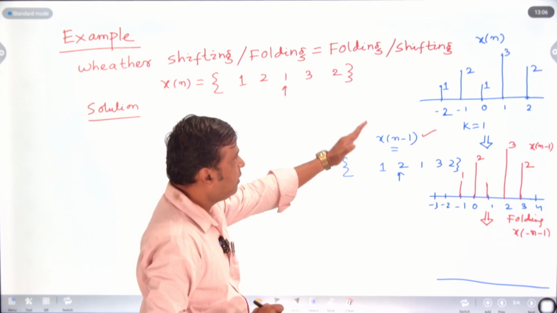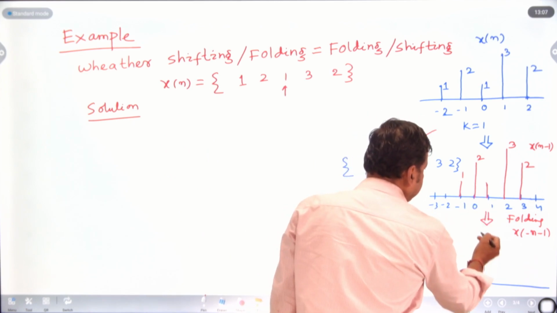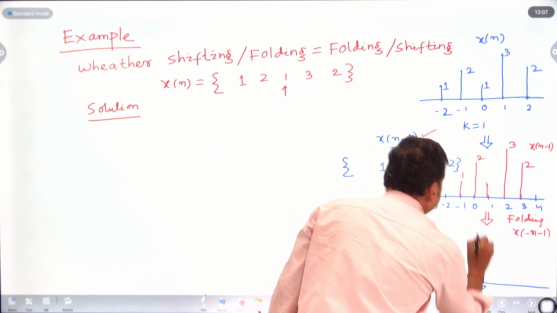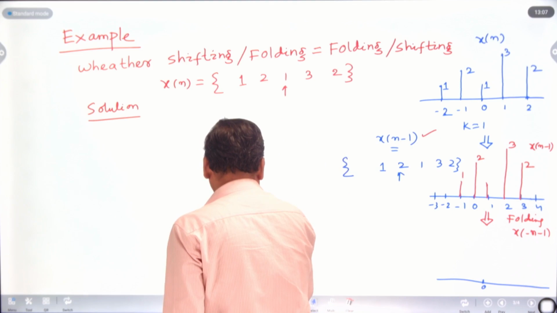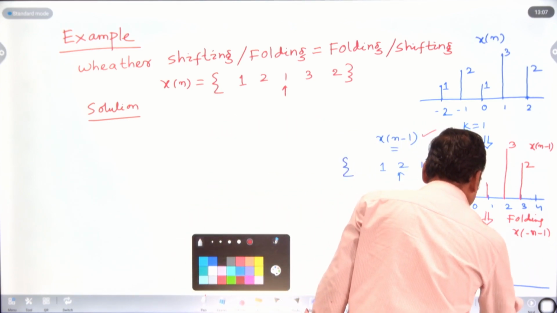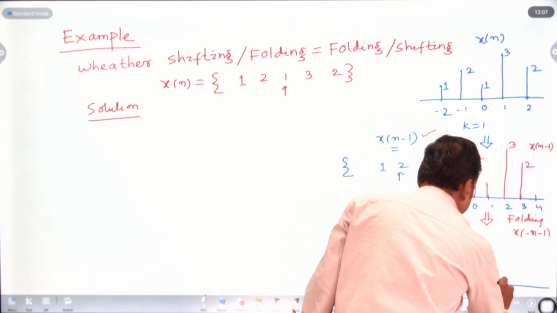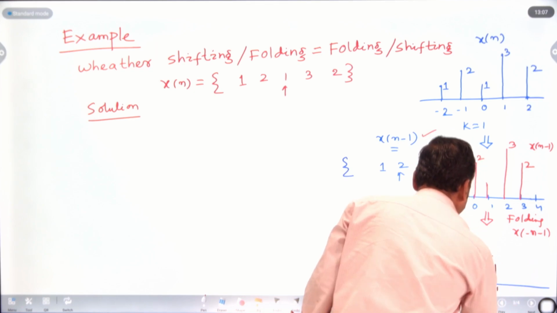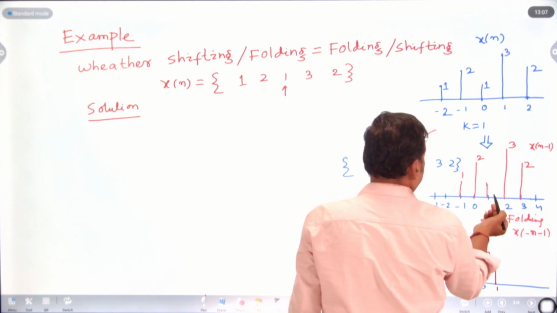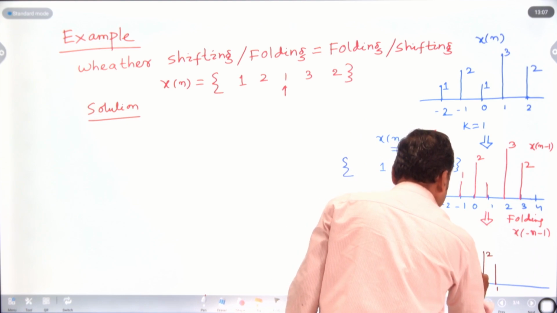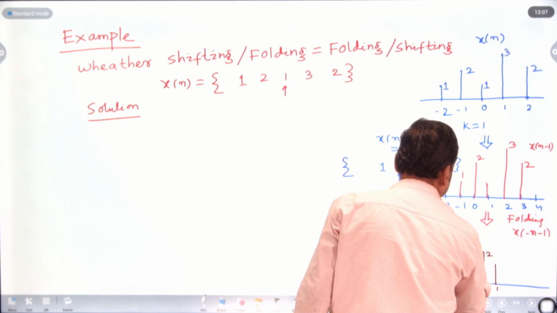So after shifting, first shifting, then folding. Folding means swapping. Whatever is at n equal to 0 stays the same, at 0 the value is 2. Whatever was at minus 1 becomes plus 1, this is 1 also, this is minus 1, this is minus 2, minus 3, like this. Whatever was at 1 stays the same as this one, this is 1, then 3, then 2.